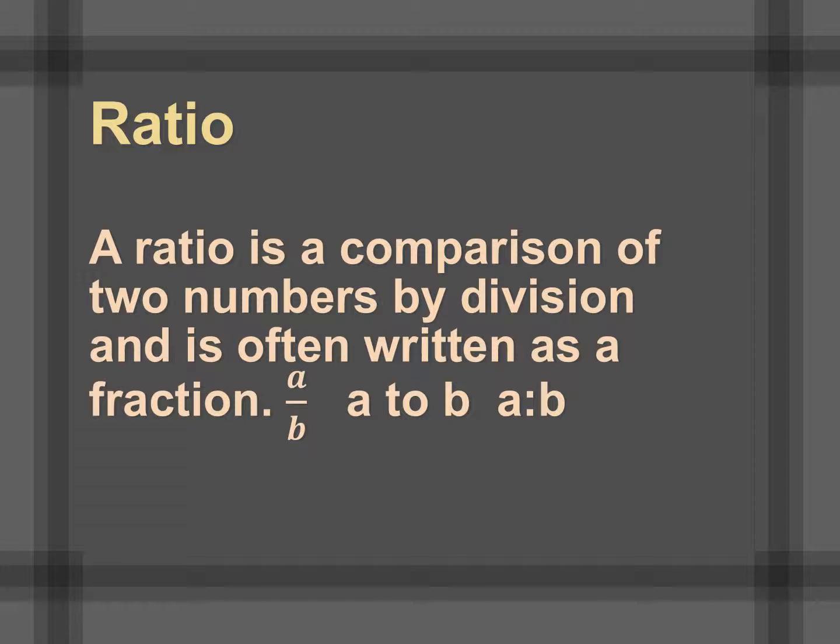So we have A to B, which is written these three ways: as a fraction, with A in the numerator and B in the denominator. Then in a sentence, A to B, so we're comparing A to B. And then we can also write the ratio using a colon here. So again, we're comparing A to B.